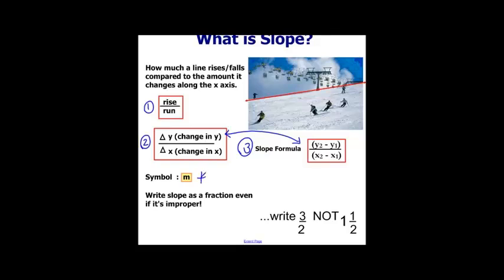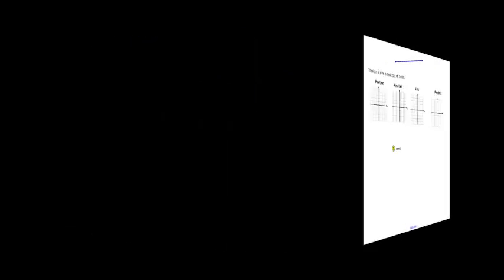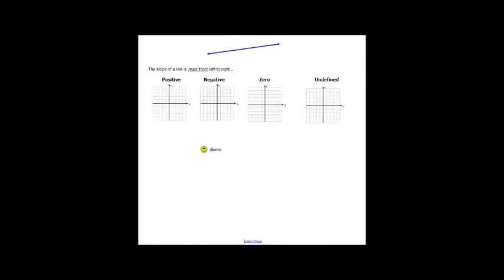The symbol is m. And a key element here, and this is in your notes, is to write slope as a fraction, even if it is improper. Do not reduce this. It's going to make your life miserable when you're trying to figure out how to graph a line if you make it 1.5. 3/2 is preferable. All right, so we read the slope of a line from left to right.